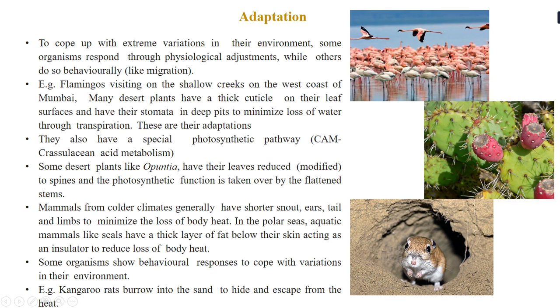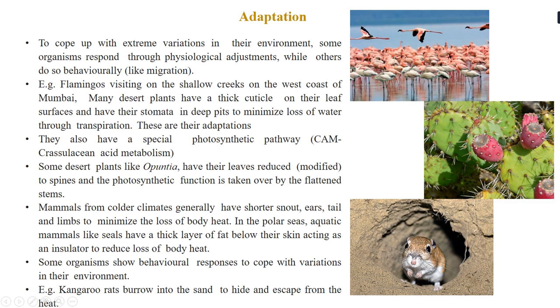Okay, so this is adaptation. So one such behavioral change that is seen in flamingos is an example of adaptation. If we speak about plants, there are many desert plants that have thick cuticle on their leaf surface and they have stomata which are in deep pits. Now this is to minimize the loss of water due to transpiration, correct? And this is also one of their adaptations to the environment.